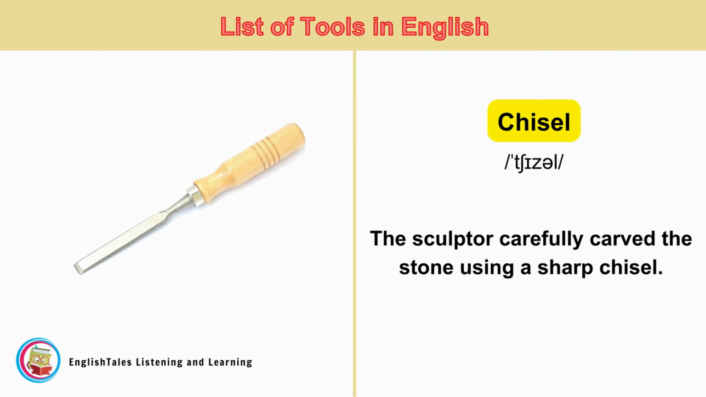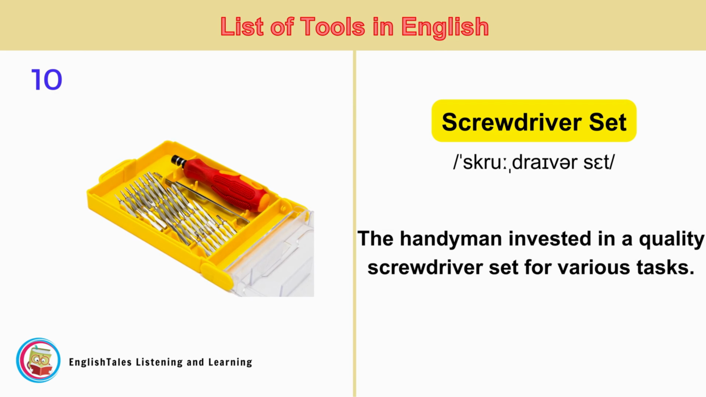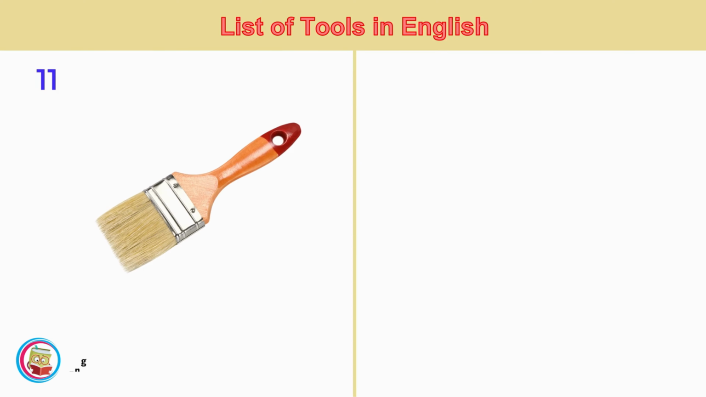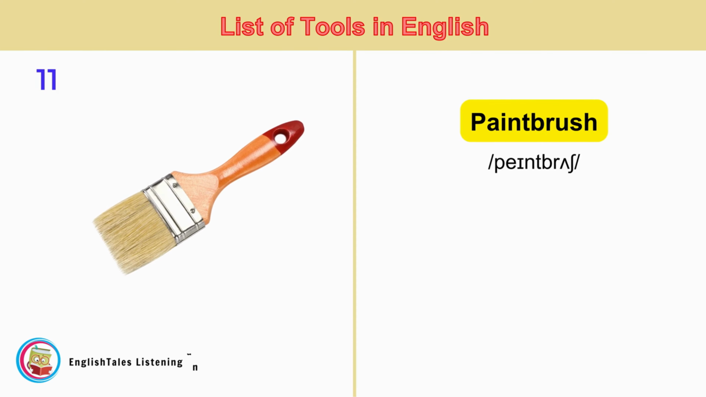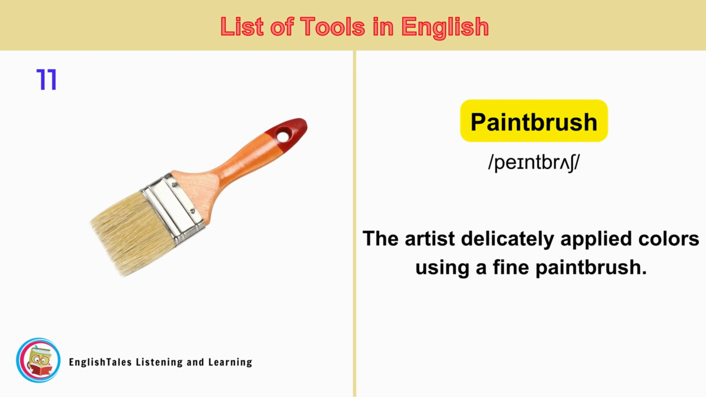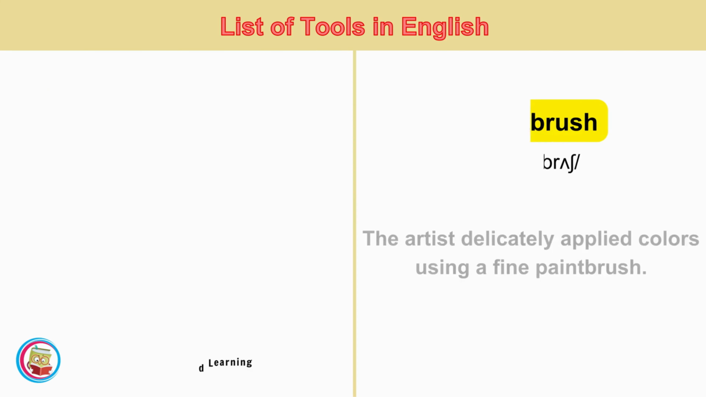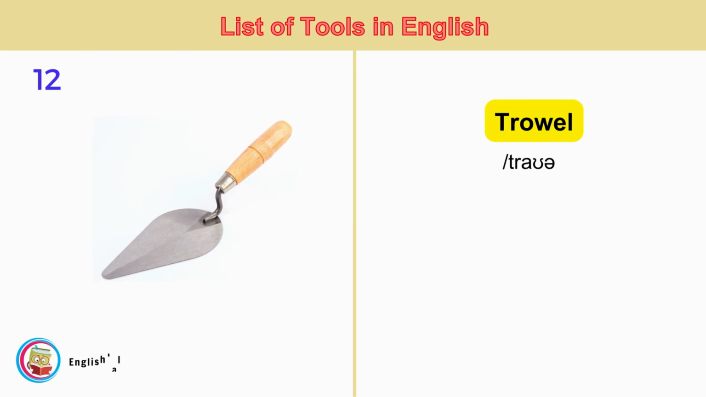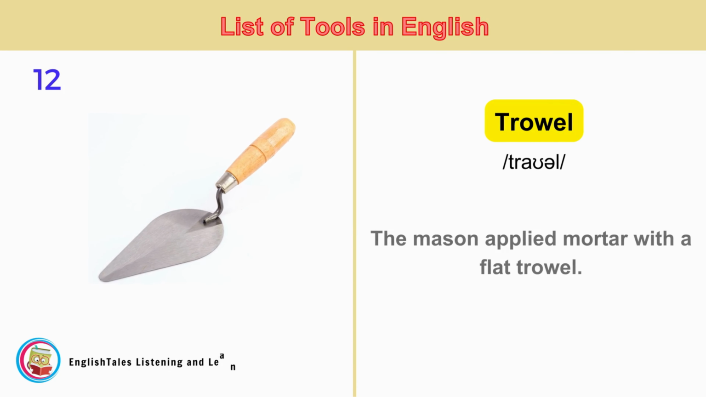Screwdriver set. The handyman invested in a quality screwdriver set for various tasks. Paintbrush. The artist delicately applied colors using a fine paintbrush. Trowel. The mason applied mortar with a flat trowel.